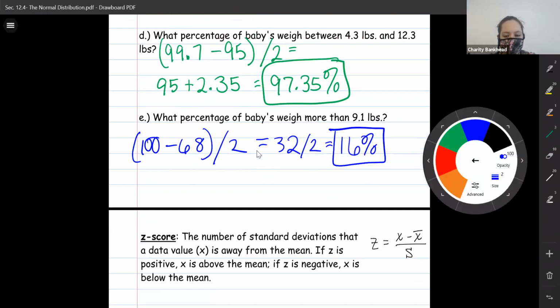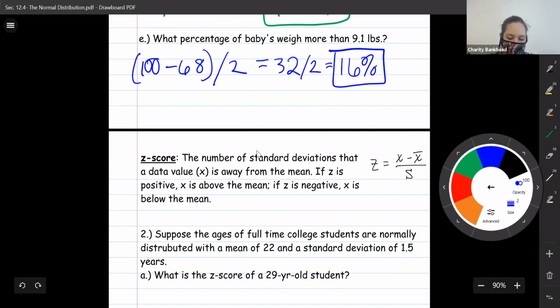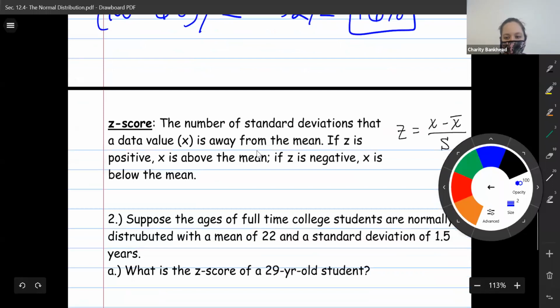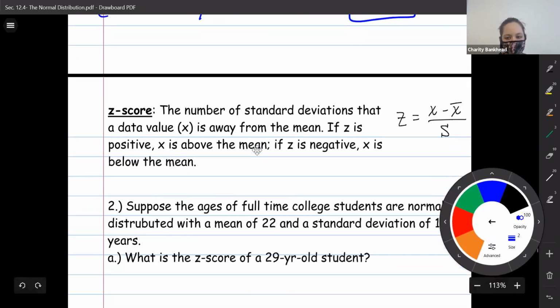Okay. So then the z-score is the number of standard deviations that a value is away from the mean. So if z is positive, that's when it's above the mean. If it's negative, that means it's below the mean. All right, so to calculate the z-score, it's equal to x minus x bar over the standard deviation.